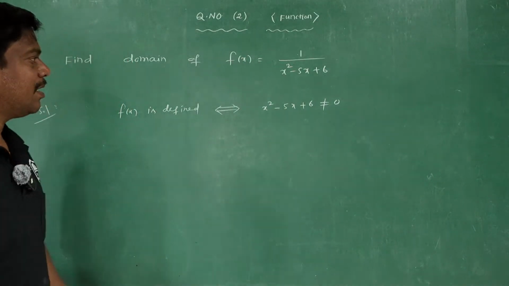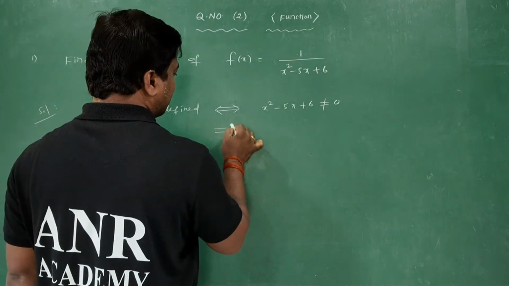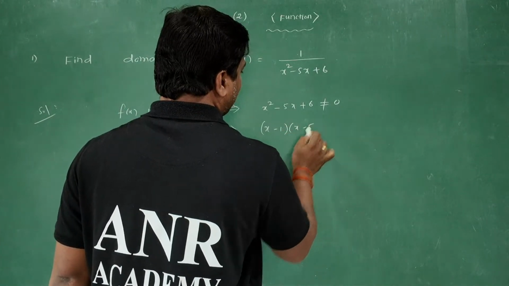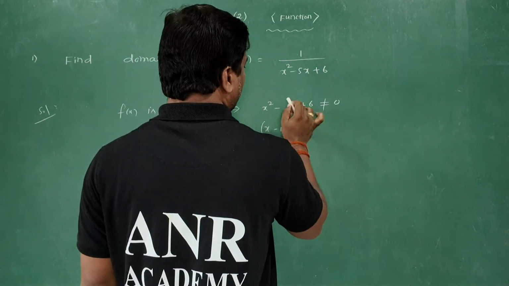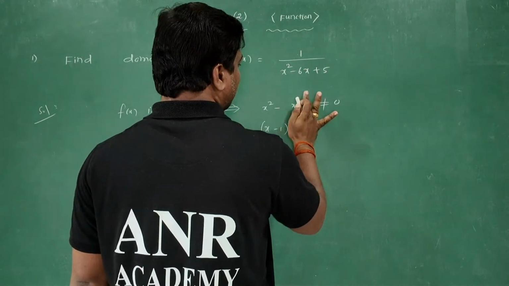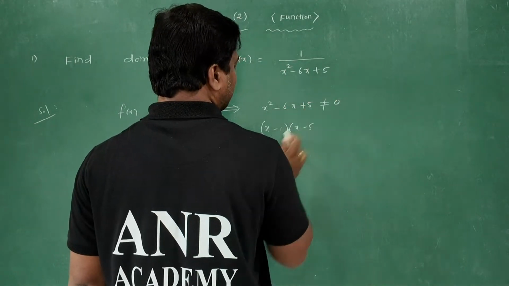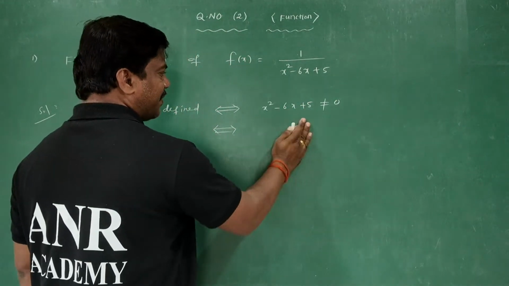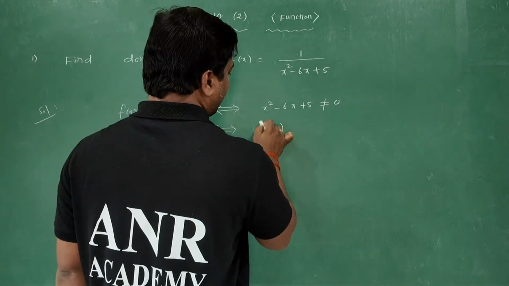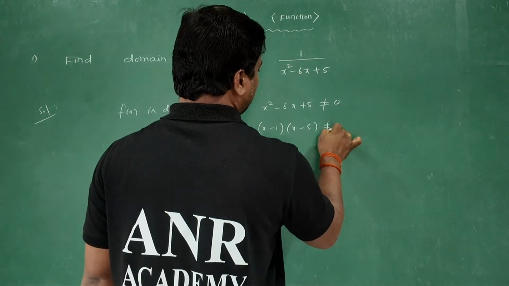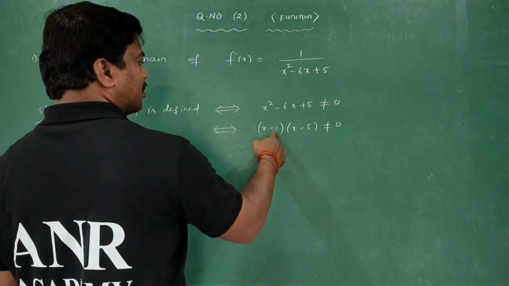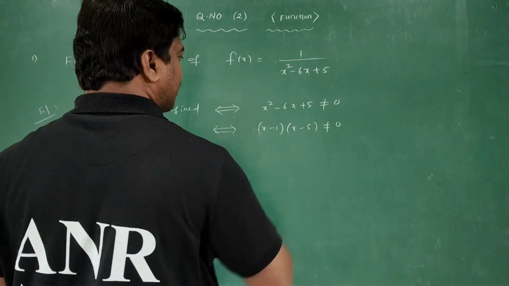And x square minus 5x plus 6, for which I am going to write the factors, x minus 1... this is the question, x square minus 6x plus 5 is the question, and for which the factors are x minus 1, x minus 5, product of roots 5, sum of roots minus 6x.